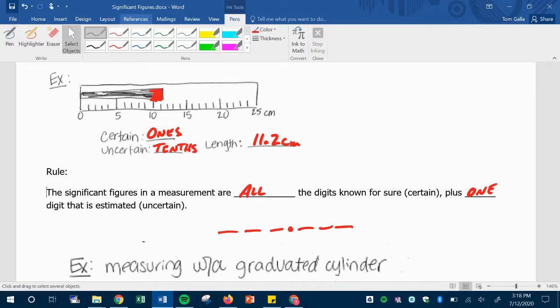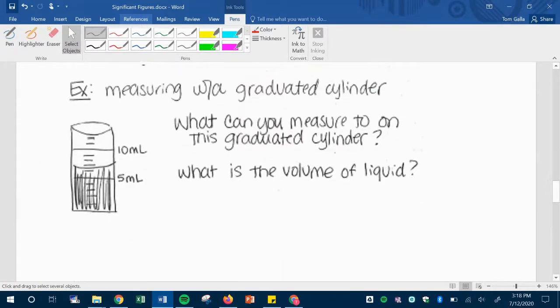All right, so now let's talk about how we measure with graduated cylinders, because this is going to be something that we're going to have to do a lot. As we're measuring with our graduated cylinders, what can you measure to on this graduated cylinder? Here we see that this long line represents 5, this long line represents 10, and then we have 4 tick marks in between, which means that we're confident in the ones place, which means that we have to estimate the tenths place.